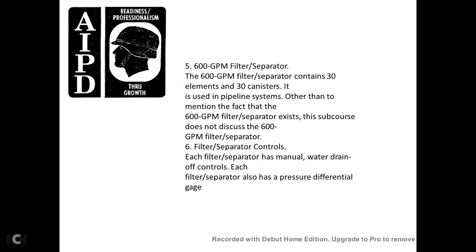5. The 600 gallon per minute filter separator. The 600 gallon per minute filter separator contains 30 elements and 30 canisters and is used with the pipeline system. Other than mentioning that the 600 gallon per minute filter separator exists, this subcourse does not discuss it.